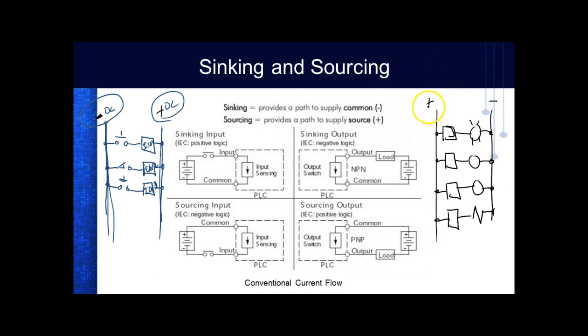So sourcing outputs means the PLC is referenced to what? Positive, and then what would I have to run to all my outputs? I'd have to run the negative. You have to run that. You don't have to do this. This is where? This is inside the PLC, right?